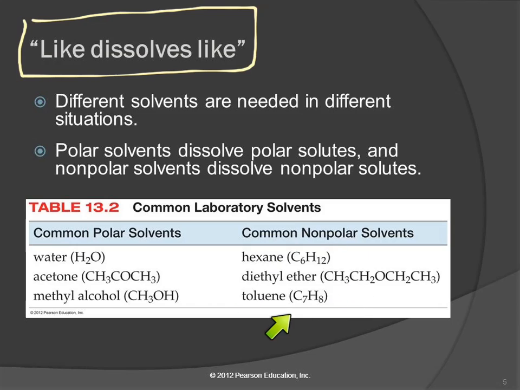Some common nonpolar solvents are hexane, diethyl ether, toluene. Things you might have encountered would include turpentine, paint thinner. Those tend to be nonpolar. Gasoline can be used as a solvent. A lot of those tend to be flammable as well, so they're kind of dangerous.